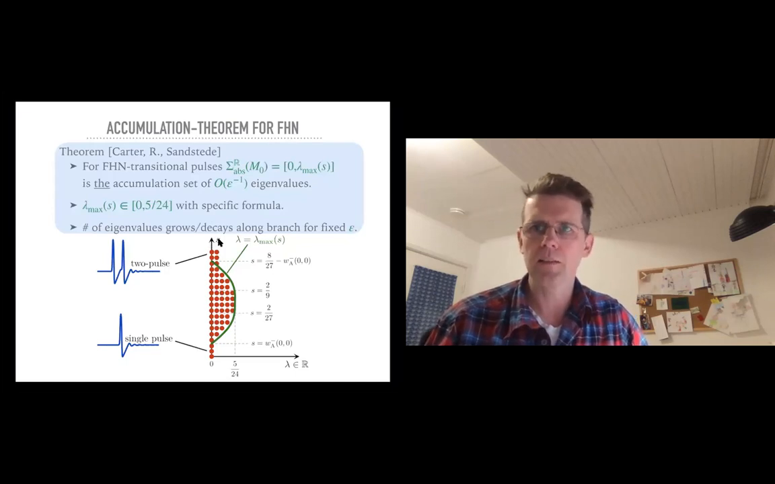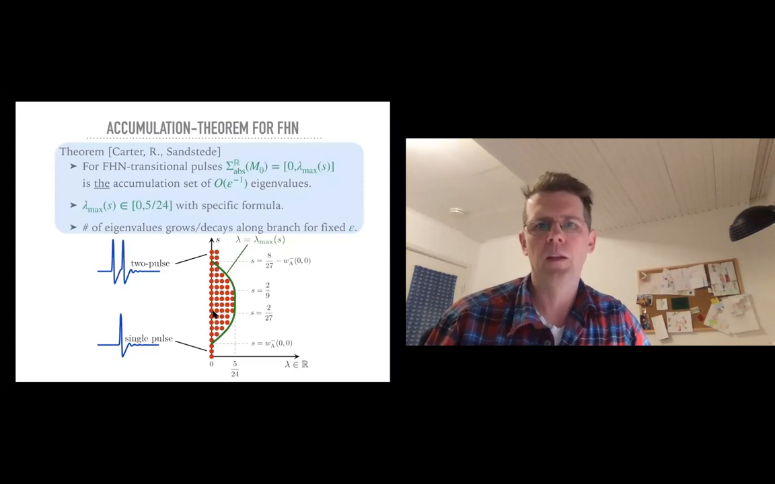So it's basically the same as the L2 norm in the previous figures, from 1 pulse to this 2 pulse. And these circles here indicate the accumulation of eigenvalues. So if I fix this S value here, and I consider epsilon going to 0, then eigenvalues are going to accumulate on this interval here. And that's the only set where eigenvalues accumulate for FitzHugh-Nagumo.